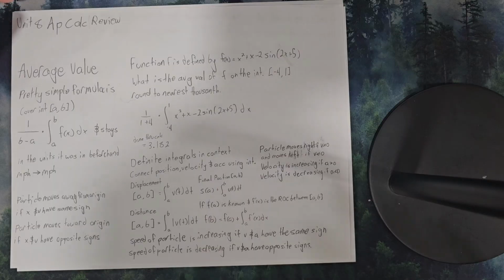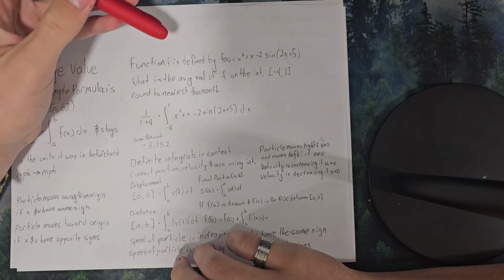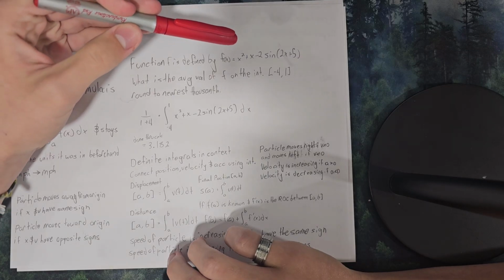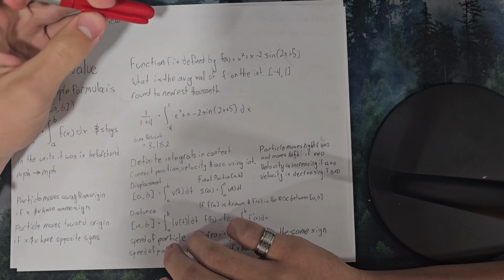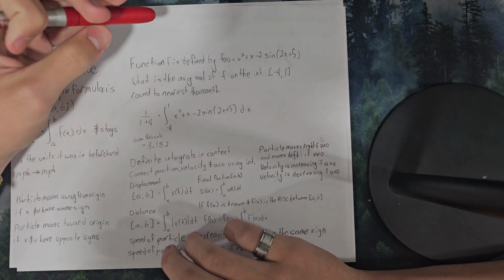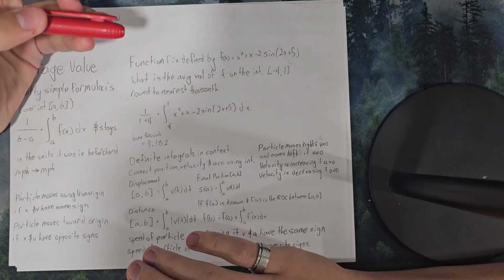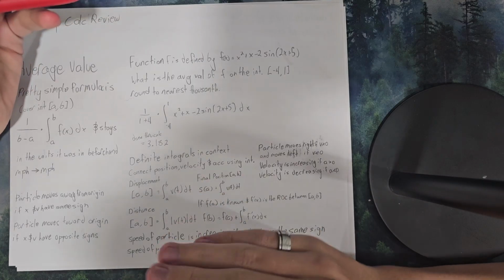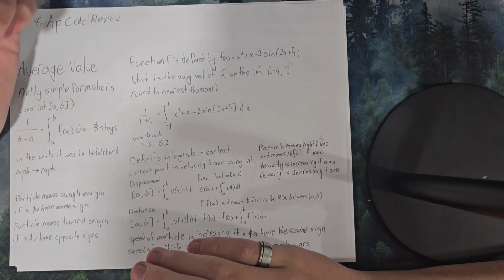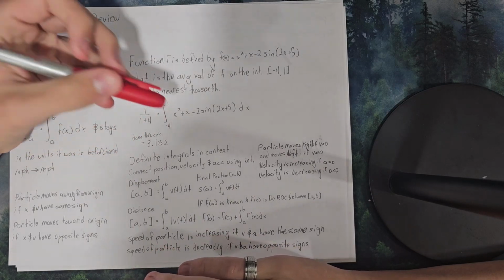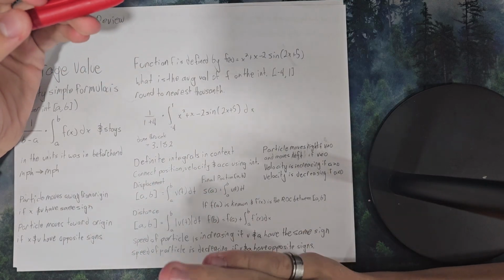Now let's go over an example. A function f is defined by f of x is equal to x squared plus x minus 2 sine parentheses 2x plus 5. What is the average value of f on the interval -4 to 1, rounded to the nearest thousandth? So we're going to put 1 over 1 minus -4, but we can simplify that to 1 over 1 plus 4. And you multiply that by the integral from -4 to 1 of x squared plus x minus 2 sine 2x plus 5, okay? And you just put this into your calculator.